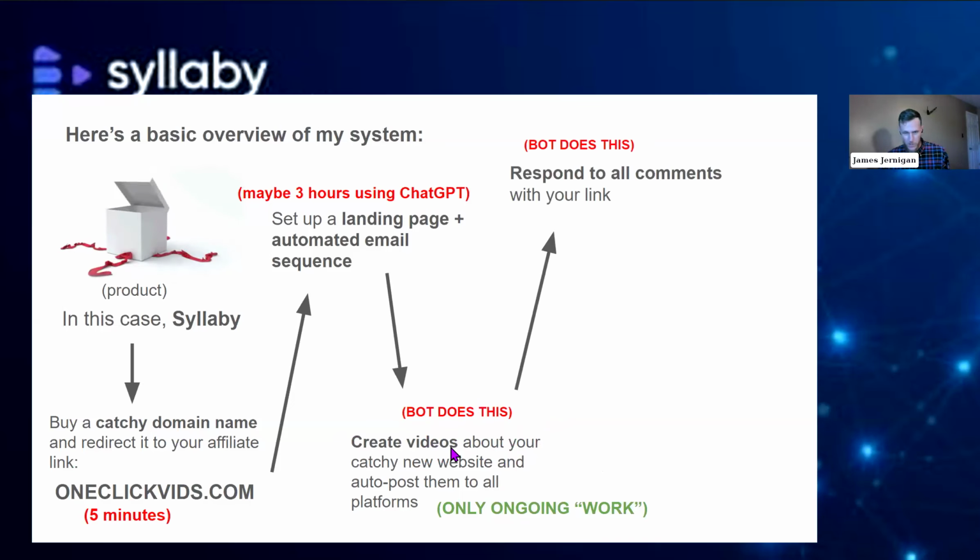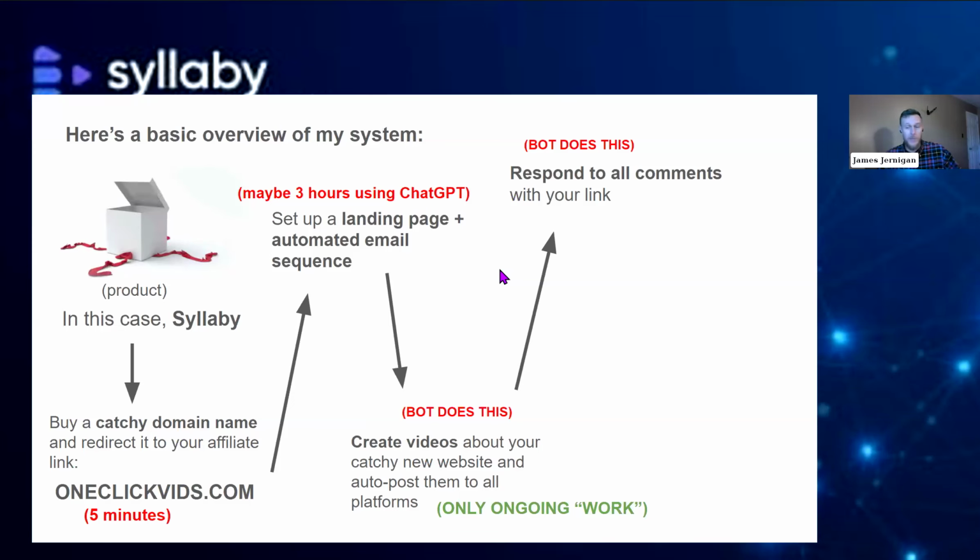So after you create your videos and schedule them out, the next step in this expert mode system is to respond to all comments with your link. So obviously, as you start posting videos, people are going to comment on the videos. And first of all, it's a great way to get more views because the more comments you get, the more the algorithm shows your content to other people. But then it opens up a valuable opportunity for you to connect with that person.